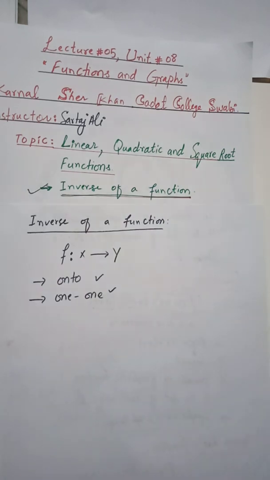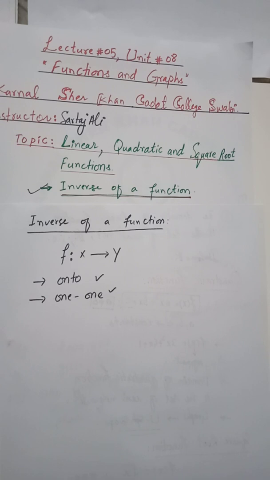Now you people know that a rule or a relation is said to be a function if there is a unique value of each input that the function gives. And if all the codomain is covered, meaning for every codomain value there is some pre-image, that is called an onto function.